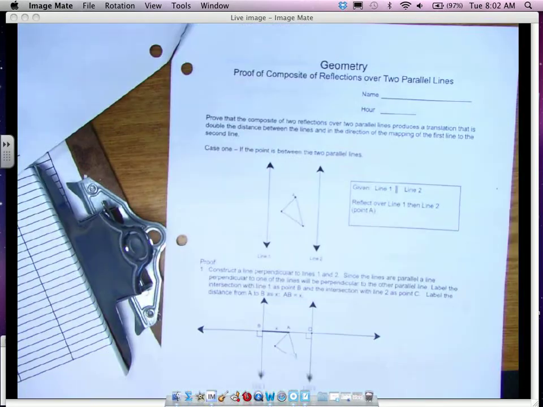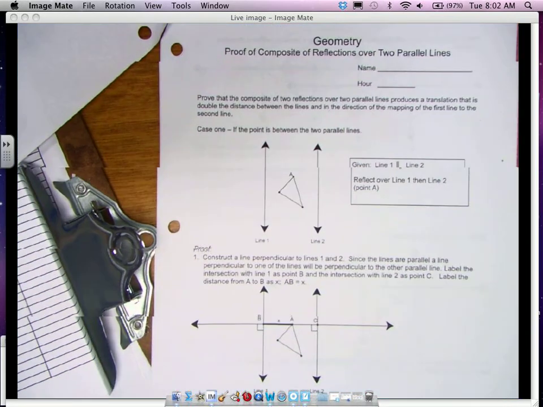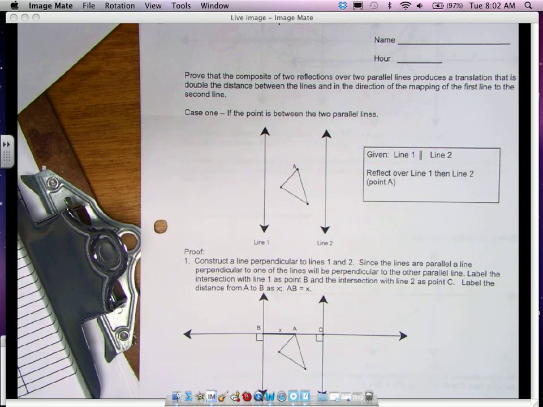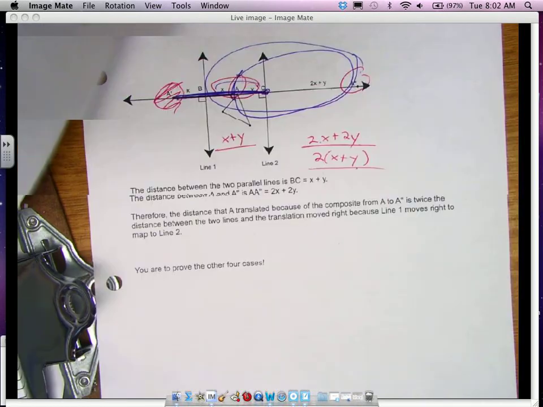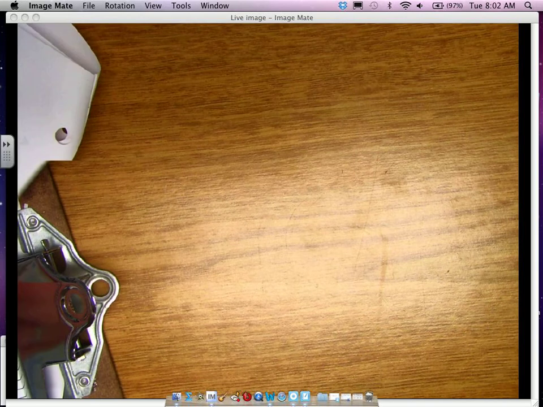All right, we're looking at the proof of reflection of two parallel lines. We did talk about the instruction for case 1. We went through it as a class. And now we're going to share out our answers for case 2, 3, 4, and 5.